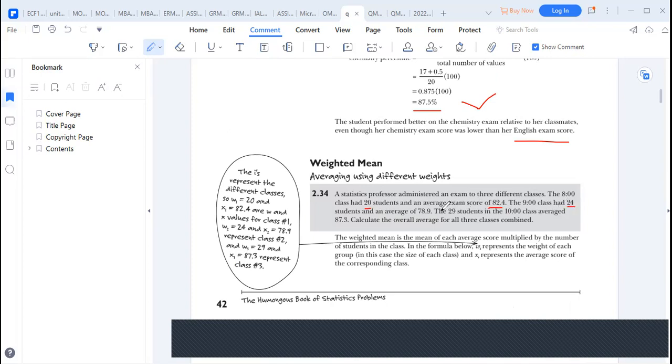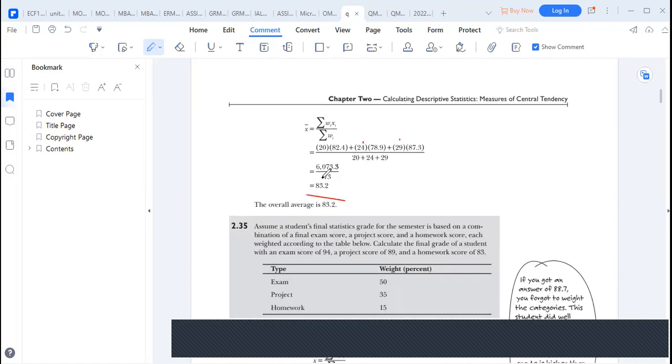I repeat, you take the number times the average score, you multiply. Number times the average score, you multiply. 29 times the average score, multiply. The total you get, you divide now by the number 20 plus 24 plus 29. So this is what we did here, all together.